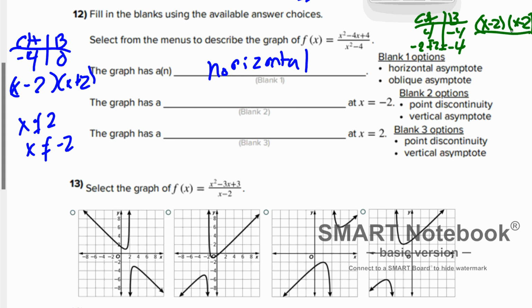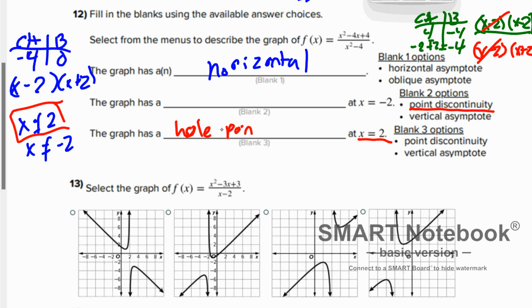Now the top has an x minus 2, and the bottom also has an x minus 2, which means these would cancel if I was simplifying. So at x cannot equal 2, there is actually a hole. There's a hole there, which is called a point of discontinuity. At x equals 2, we have a hole, a point of discontinuity.